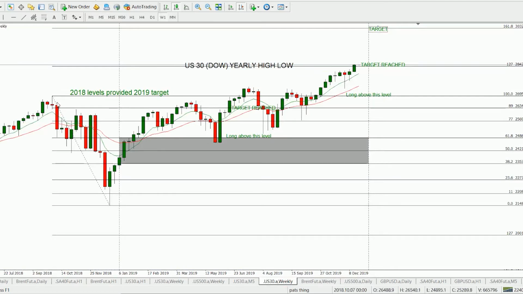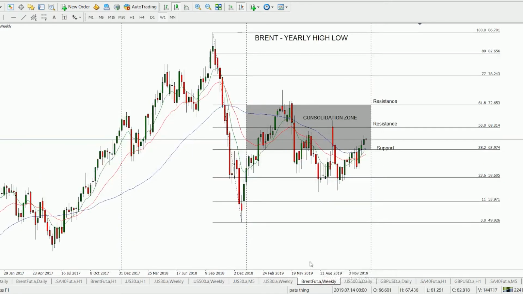Okay, so 2018 levels provided a 2019 target. So break of these highs, the 100 or the fib, our target was the 127. A break of those highs now 127, and our next target is 161.8. Now I don't know if it'll reach that because we've only got a week or so to go, and then it's a new year and these fibs will move. But we've reached the 127 target.